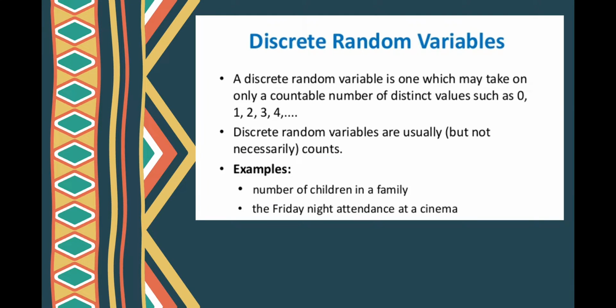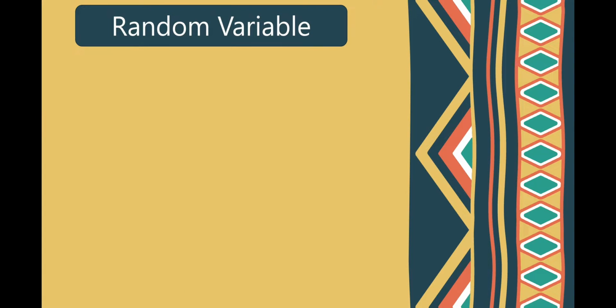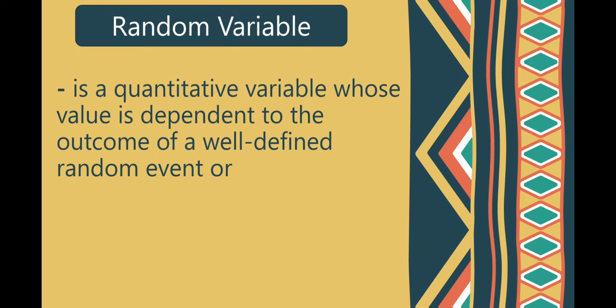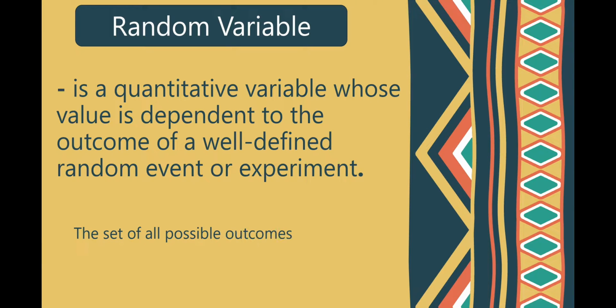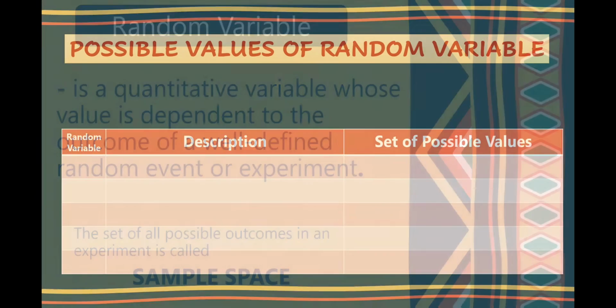An example of discrete random variables are the number of children in a family, the Friday night attendance at a cinema, the number of patients a doctor sees in one day, the number of defective light bulbs in a box of 10, and the number of heads flipped in 3 trials. We also discussed in our previous lesson that a random variable is a quantitative variable whose value is dependent on the outcome of a well-defined random event or experiment. And the set of all possible outcomes in an experiment is called the sample space.